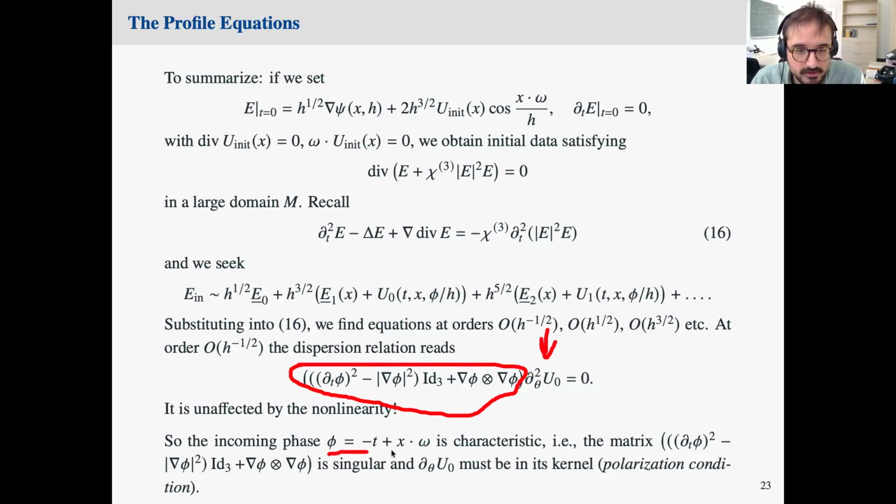So it turns out that our favorite phase that we used in Westervelt actually works here again. And so what this equation tells us is that for this phase, the matrix is singular, and the theta of U0 has to be in the kernel, which is a polarization condition. It tells us in which direction the amplitude should look. It doesn't tell us how big it is, but it tells us in which direction it looks.